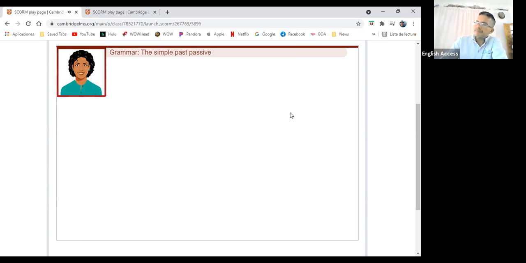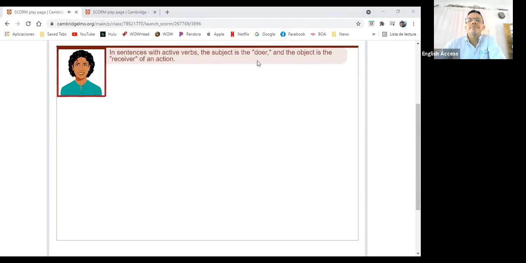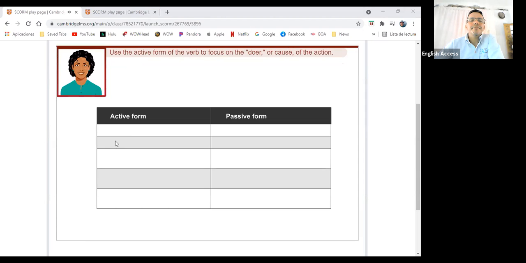Grammar. The simple past passive. In sentences with active verbs, the subject is the doer and the object is the receiver of an action. Use active verbs to focus on the doer or cause of the action. A student found a bag on a bus.